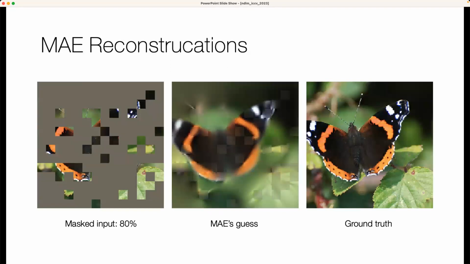And here are some reconstructions from MAE. In this case, we mask out 80% of the image. So maybe even for humans, it would take 1 or 2 seconds to figure out what object it is. And in the middle, it's MAE's guess. It successfully guesses this is a butterfly. The image is a bit blurry compared to the ground truth on the right, but it's already reconstructing the shape gist well.